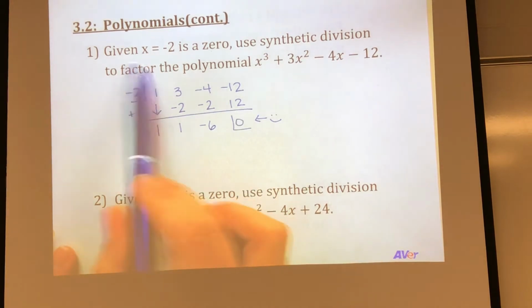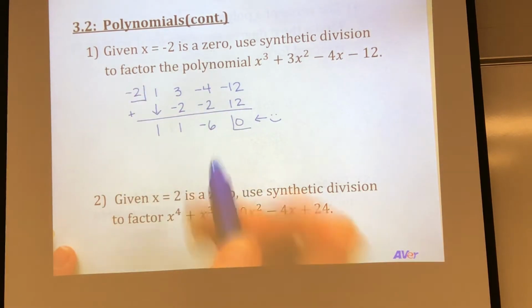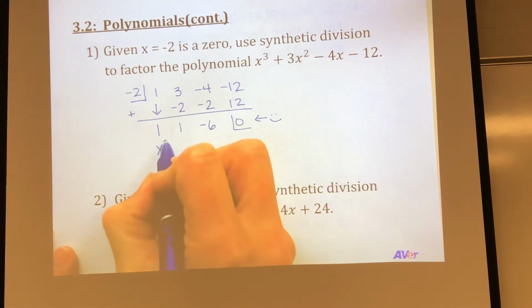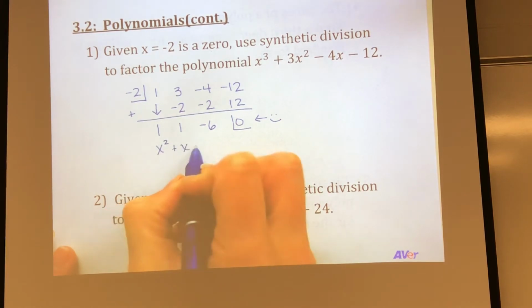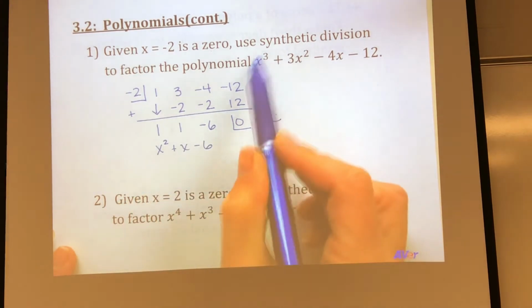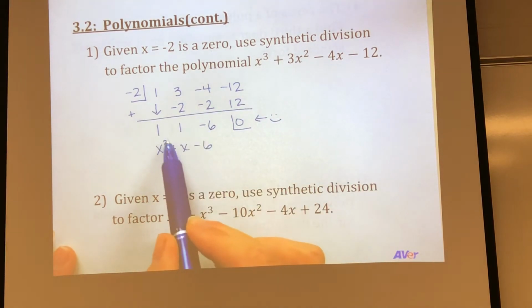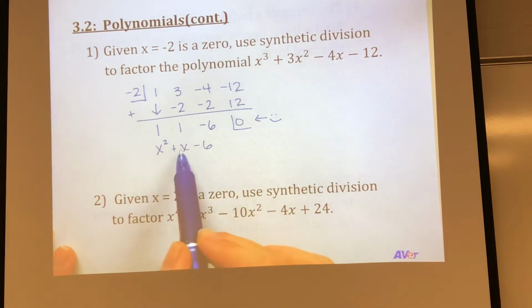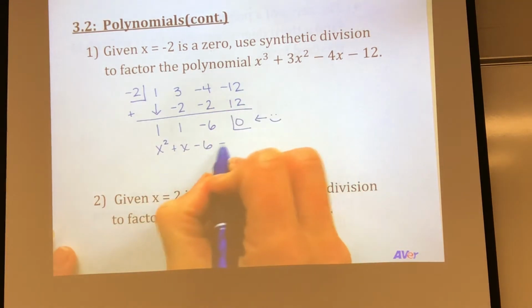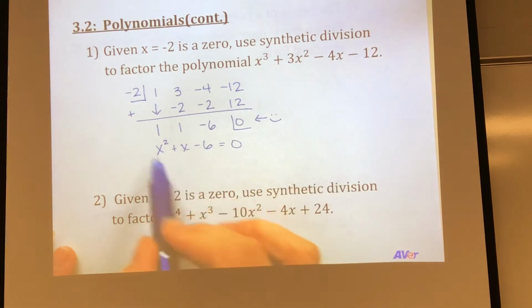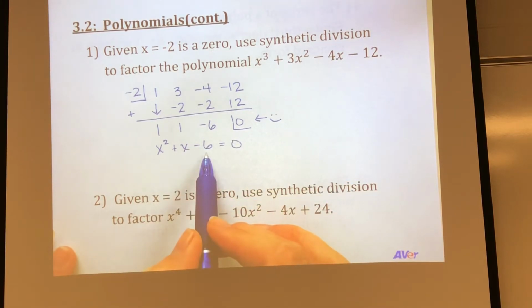Now it wants us to factor the whole polynomial. So what we have left here, x squared plus x minus 6. Since we started with a cubic, these are the coefficients of a quadratic. You go down 1 degree, so from a cubic to a quadratic. And these are the coefficients, 1, 1, and -6. So we need to take this quadratic and factor it.